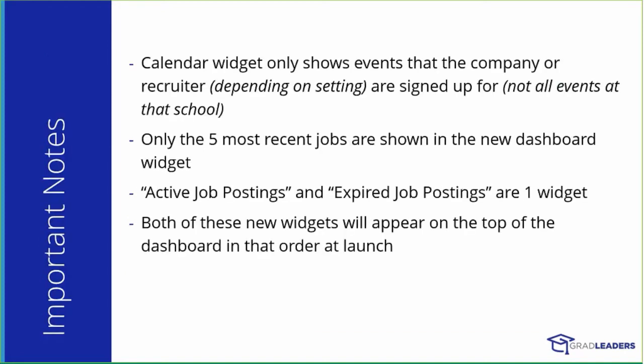Some other important notes that I think Chelsea mentioned, but just to recap again, the calendar widget at the top of the employer dashboard shows the events that the company or the recruiter are signed up for. There's a setting so you can have it just show what the recruiter signed up for or what their entire company has signed up for, but it's not showing all events at your school, it's just what they're signed up for. The job postings widget only shows the 5 most recent active jobs or expired jobs in that widget. Everything else, they have to click the arrow to view all.